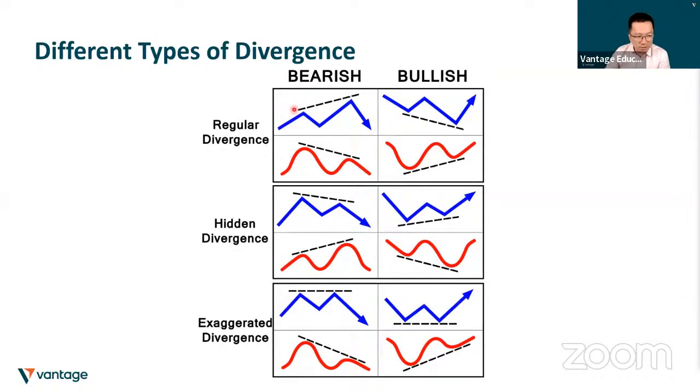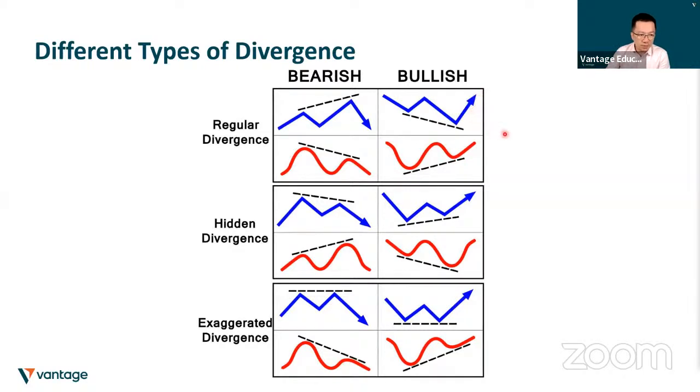A regular divergence is when price pushes upwards and the indicator pushes towards the downside. Divergence, the split: something going up, price going up, and the MACD or the RSI pushing lower. That gives us the idea that it might be bearish. If price is going down, forming a lower low, but the indicator is forming a higher high, then that gives us a bullish divergence.